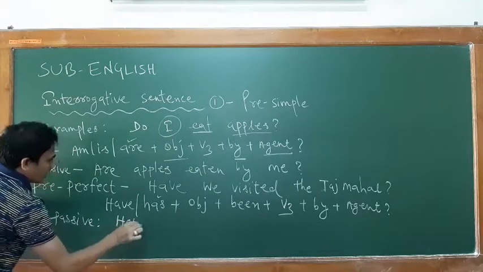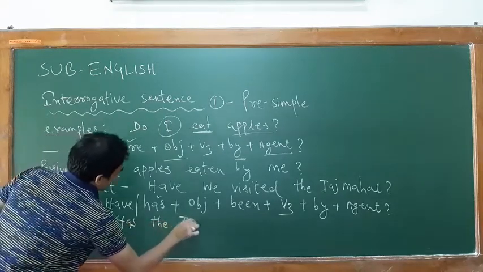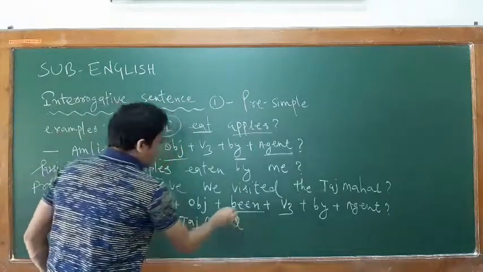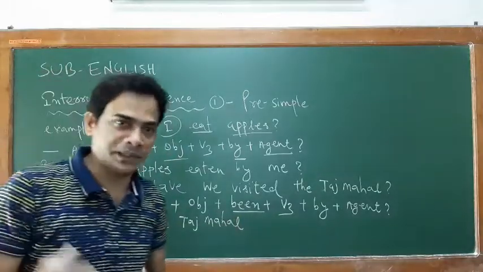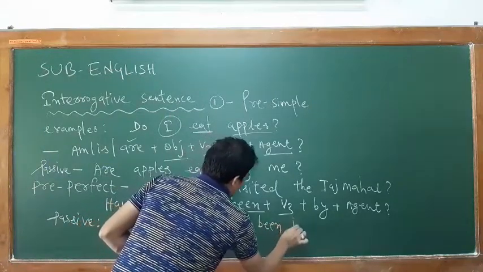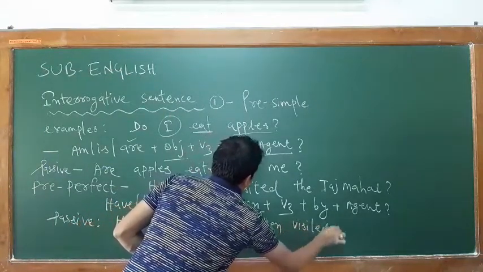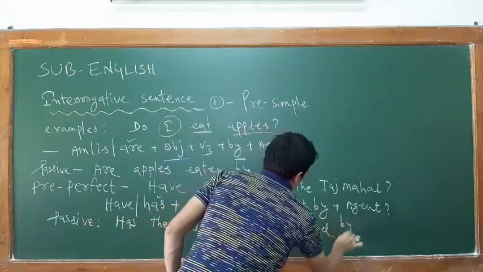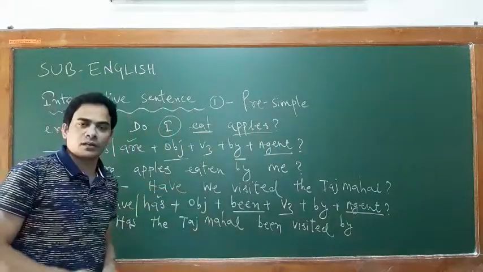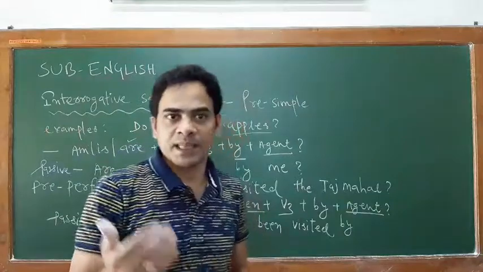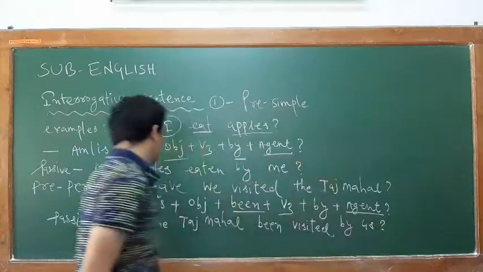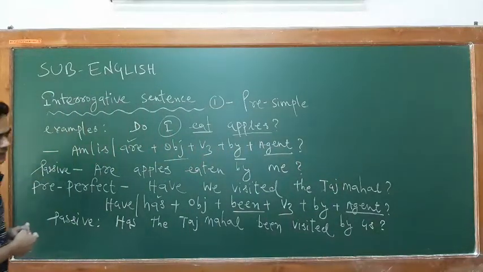Has the Taj Mahal extra been, again this is the V3 of your be verb, has the Taj Mahal been, main verb V3, or if it is given, visited, then preposition by, agent. Now this subject position of your active will go to its object. So what is the object of we? Us. Question mark. Okay. So, has the Taj Mahal been visited by us?